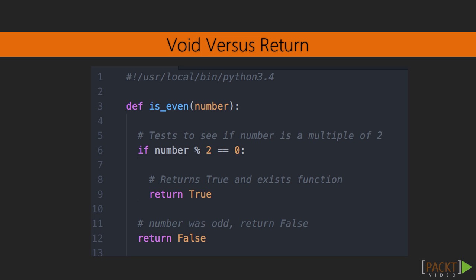So this is how we would create a function which returns a value. Suppose I have a very simple function called isEven, which takes a number, and I want to test if this number is even or odd. So I do if number mod 2 is equal to 0, then I would say return true, meaning the output of this function is true, and otherwise false.